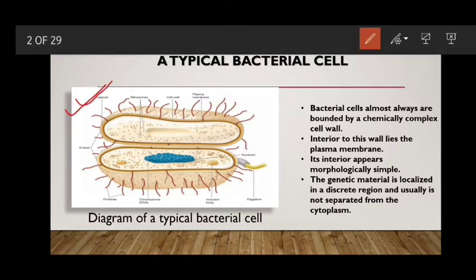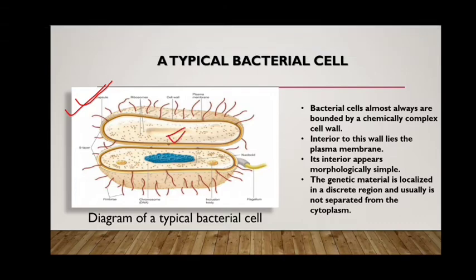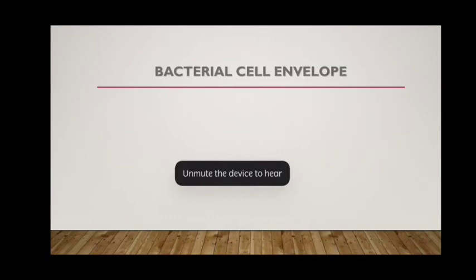We can see that they have a cell wall, and then we have a nucleoid that is naked, and a few ribosomes all over the cell. Inside the cell wall we have the plasma membrane, and here lies the cytoplasm. Now next, let us move on to the bacterial cell envelope.